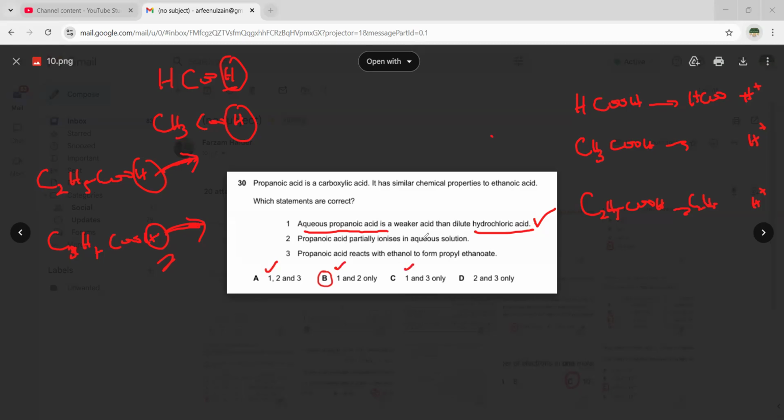Propanoic acid partially ionized in aqueous solution. Yes, that is a characteristic of the weak acid. So any statement with 2 is also correct. But this option does not have 1, so it's wrong. Like 2 is correct, but there's no option of 1.